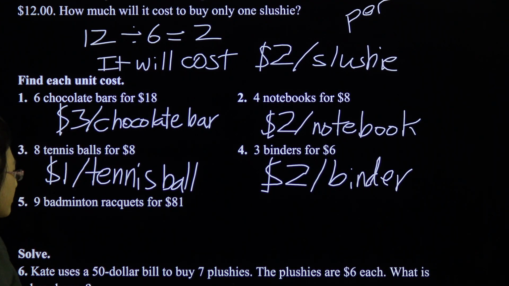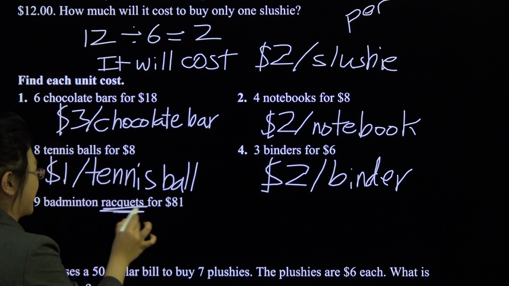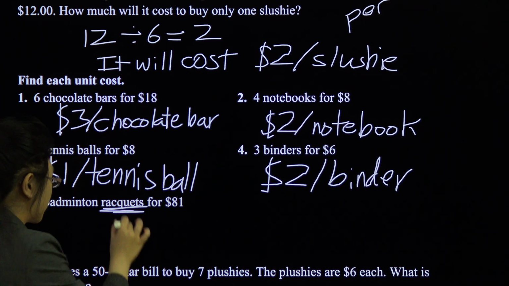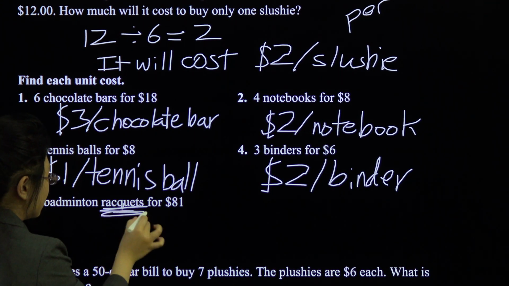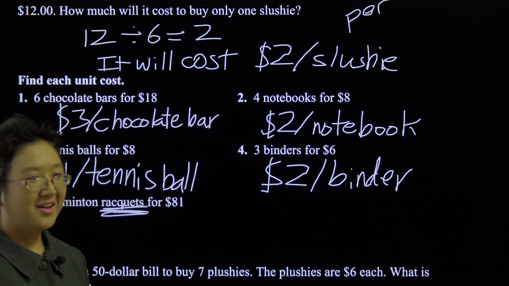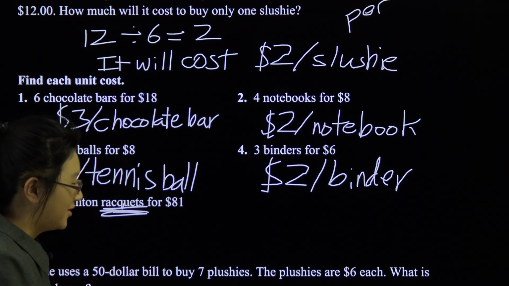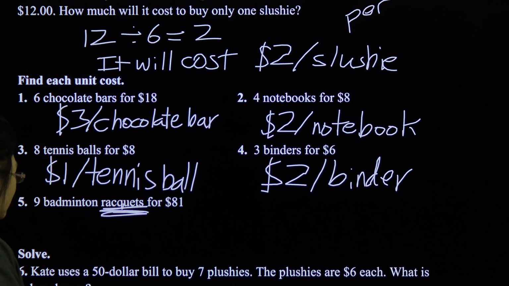9 badminton rackets. Yes, this is how you spell rackets, guys. I know, this is a Q, by the way. This is how you spell rackets. I find it super weird, but might just be a me thing.